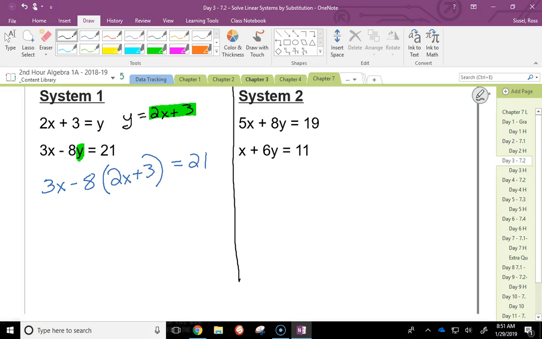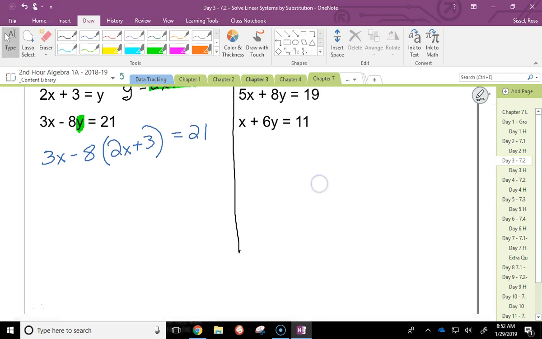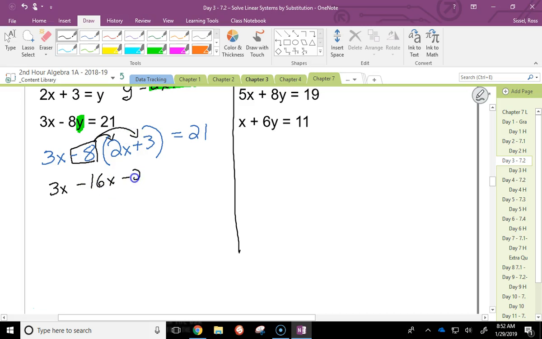I forget who showed us, Joshua, how to do the distribution. What am I distributing, by the way? Negative 8. Not just 8, there's a negative sign with it. So it'd be 3x. Negative 8 times 2x is negative 16x. Negative 8 times 3 is negative 24.